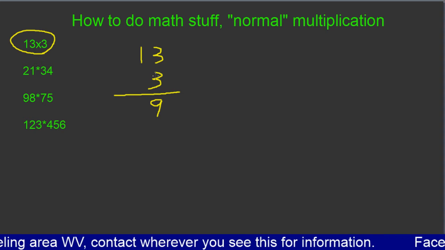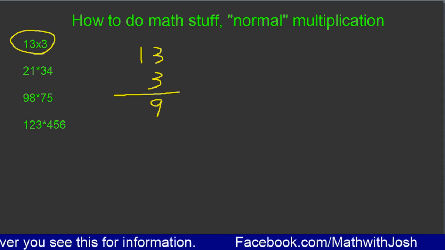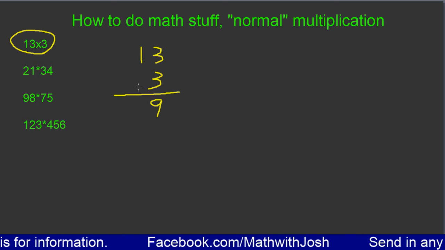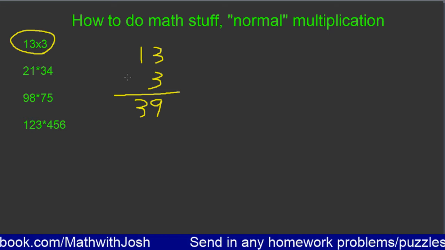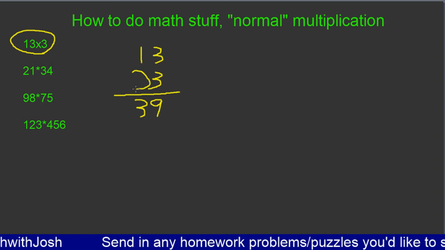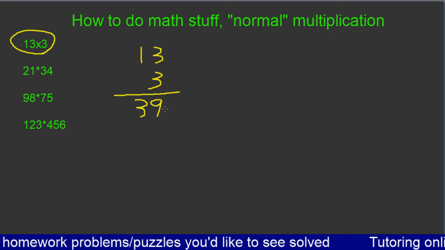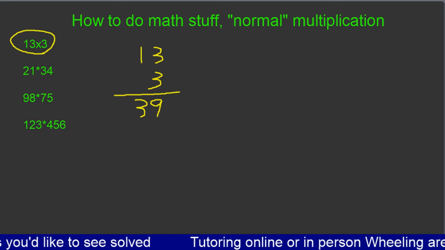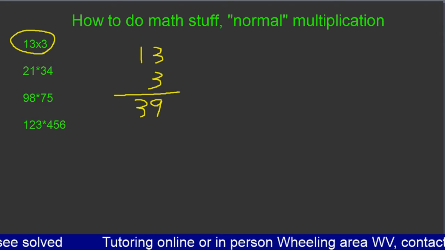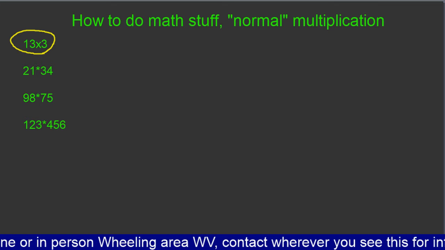Now we will multiply the first digit by the second digit of the top number, the tens digit, and 3 times 1 is 3. Now because our bottom number is one digit, right, there's nothing here, we are now done. Our answer is 39. Feel free to check that. So that's how you'll do any problem, by the way, where the bottom number is a single digit.